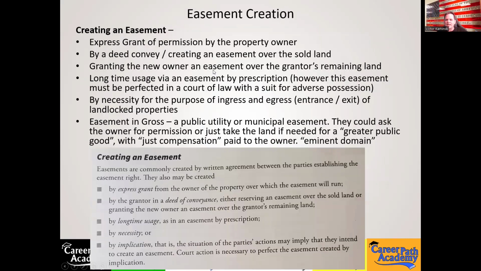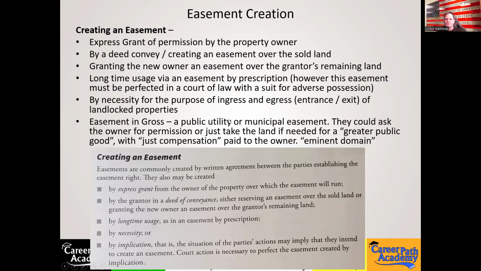So how do you create an easement? Well, here's a screenshot from the book, and that's just me typing it up a little bit, explaining. Express grant of the permission by the property owner. By a deed conveying the property and creating the easement over the sold land, granting the new owner an easement over the grantor's remaining land.